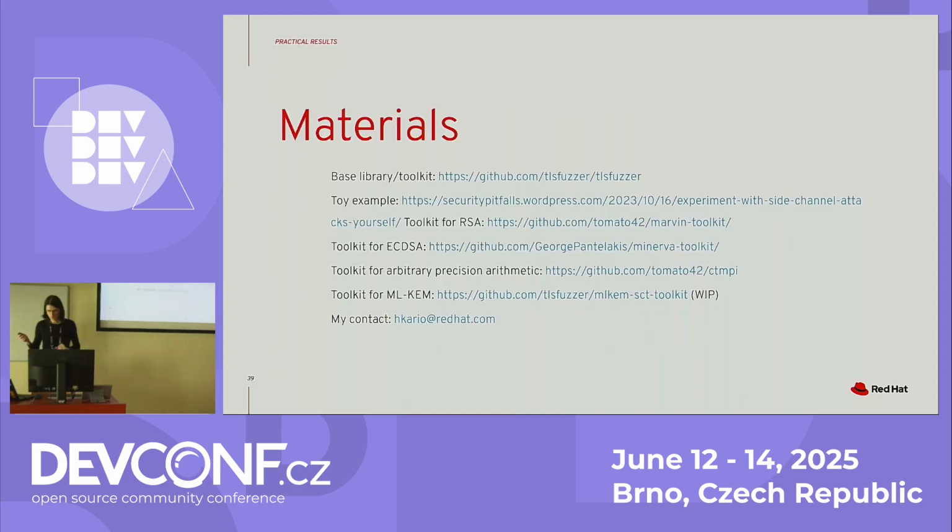And materials. So if you want to see the base library toolkit that we use, this is part of TLS Fuzzer, because we started with the Bleichenbacher attack against TLS servers, then started extending it to different things. If you want to see a very simple example with password checking, like a server that just checks the password character by character, you can see when the checking stopped. There is an example there. You can run the scripts yourself, see how it works.